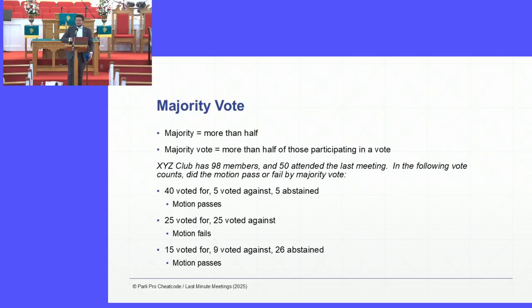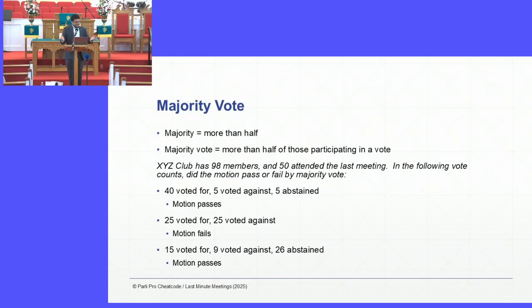25 yes votes, 25 no votes. That motion's going to fail because that's a tie vote, not a majority vote. So majority is more than half. And so in that instance, since 50 people voted, half of 50 is 25, so you need at least 26 for it to be a majority. And so if it's 25-25, it fails.